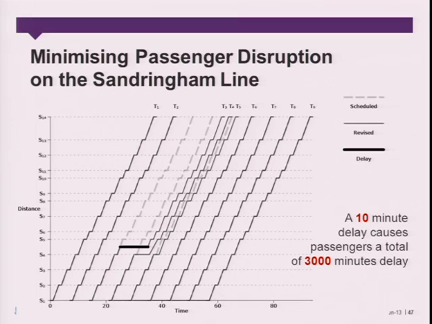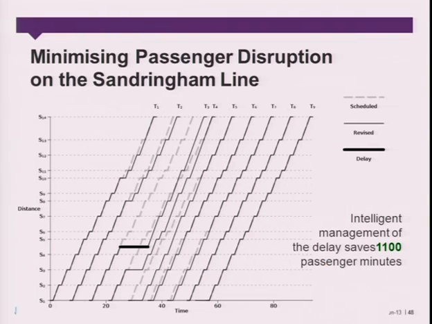We did a little study of delay and the impact of delay just on the Sandringham line. Now, we didn't worry about the connection to the next train, just looking at a single line to see what you can do with a very narrow purview of what's happening. So here we've got a 10-minute delay, and the next trains are naively just postponed as long as there's enough headway for them to proceed. So it results in a total of 3,000 minutes of passenger delay on the Sandringham line on a typical morning, based on the arrival rates. Now, you can optimize the response to that delay, make sure that you don't skip the same station twice in a row and so on, and you can actually save 1,100 of those delayed passenger minutes, just by more intelligent handling of the delay.